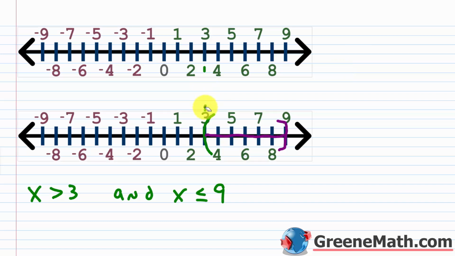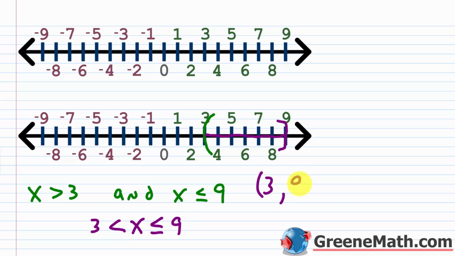And essentially I can write this with x in the middle. I can say that x is going to be greater than 3 and less than or equal to 9. And it's also very convenient to write this in interval notation. I can go ahead and say I have a 3, and I have a parenthesis next to that because it's not included. And then comma, I'm going to have my 9, and then a bracket next to 9 because 9 is included. But again, it's got to satisfy both.